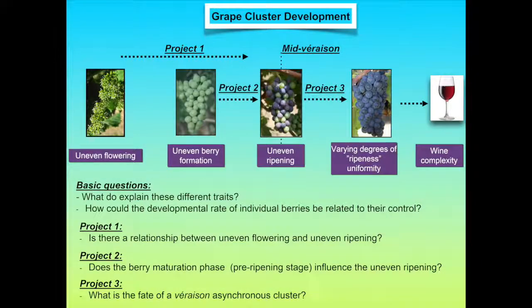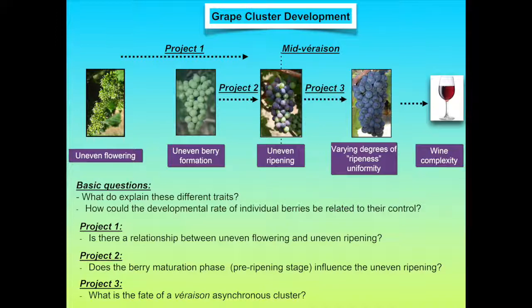Based on that, we came up with a set of projects, and we started to understand what causes this variability you observe in the field. We started from the beginning, with uneven flowering events during the bloom, and how this could lead to a huge variability when you look at a cluster during berry maturation.